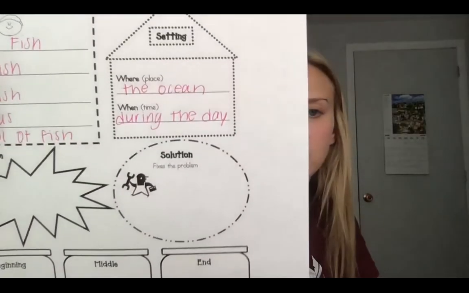And when does it take place? We don't exactly get this one, but we can kind of infer and use the information that we're given to figure out when the story is taking place. So, were any of the fish sleeping? Do we think it was at night? No, I would say it was not at nighttime. I'm going to go with the time being during the day because we see the fish moving around, being active. So right over here, during the day for the time.